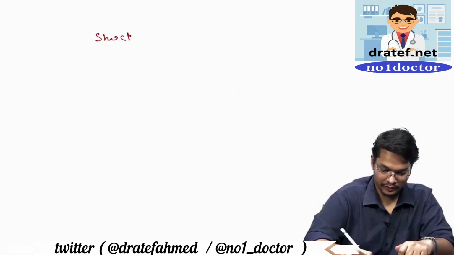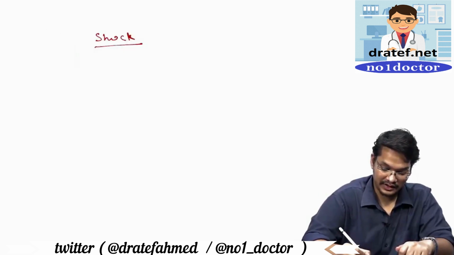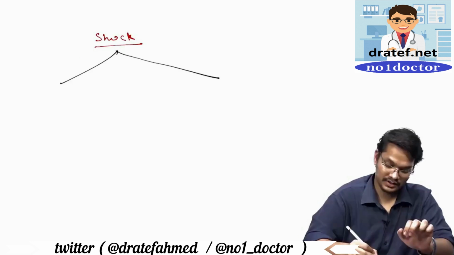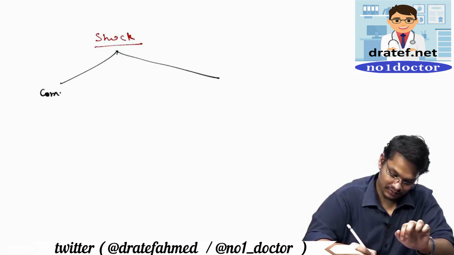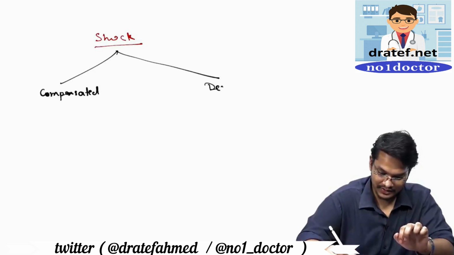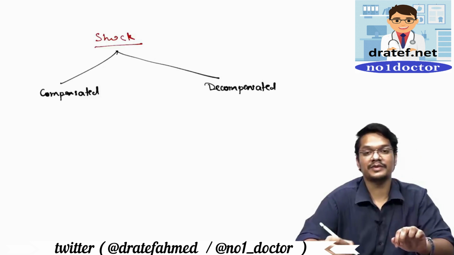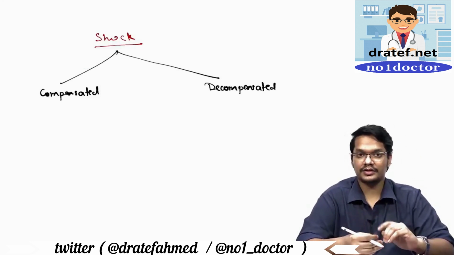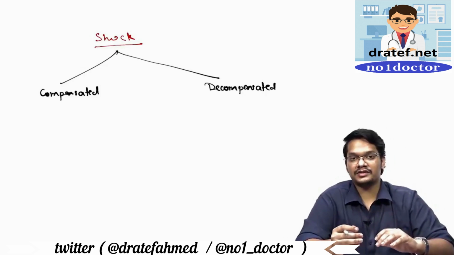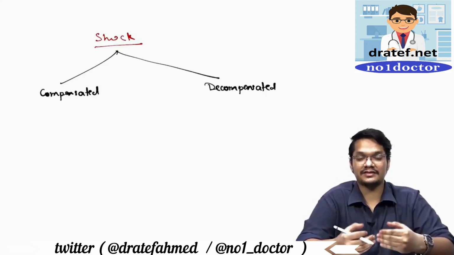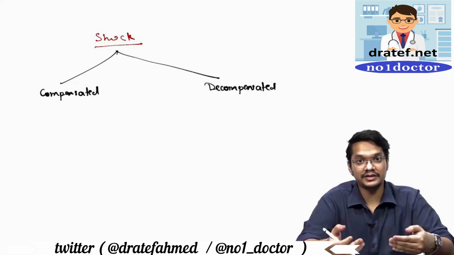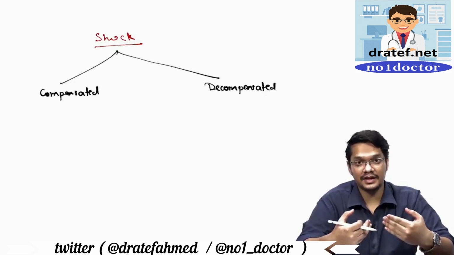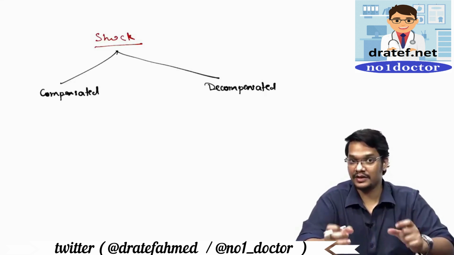Another thing that you need to know about shock is that it can be classified into, the first one is the compensated shock. The second one is the decompensated shock. Now, what is compensated shock? In compensated shock, the shock is occurring in the body, but the body is trying to respond to it and hence is trying to counteract it and is able to do so. That's the term, able to do so.